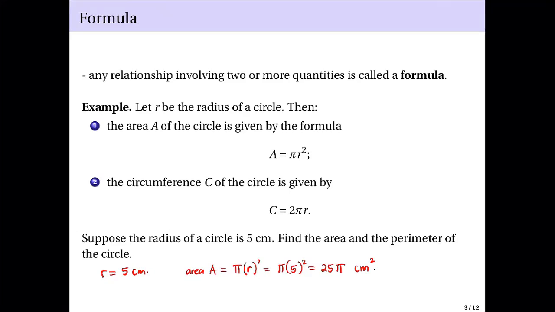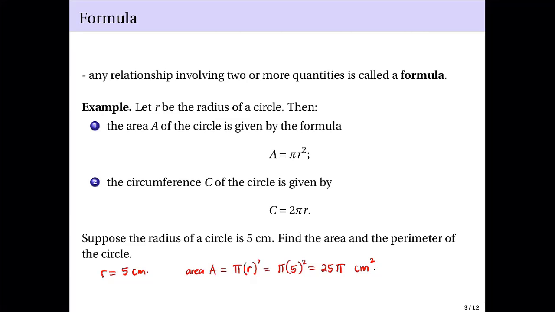And notice this is area. I mentioned earlier, it's units squared or square units. And that is still true here because you have r squared. So the unit for the radius is centimeters, so centimeters squared. That's why you have the centimeters squared in here.